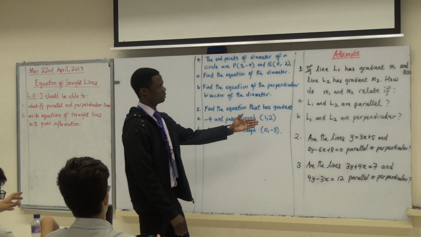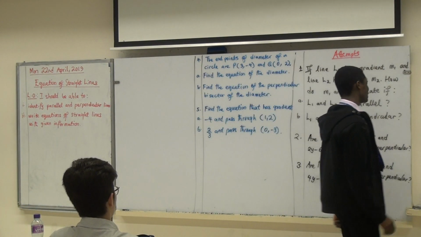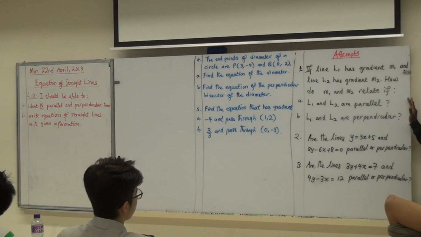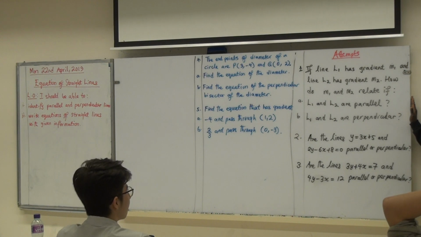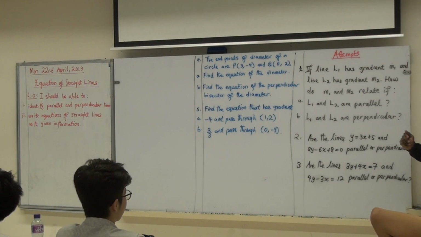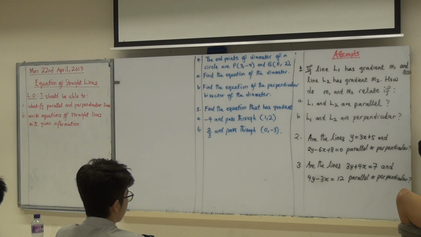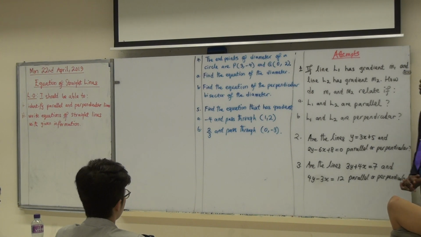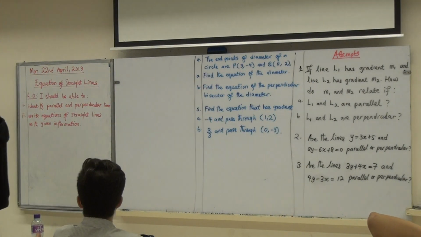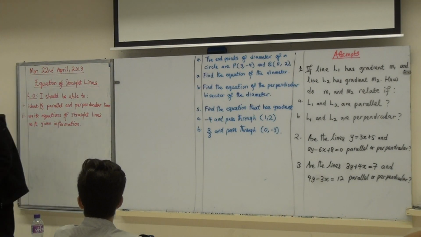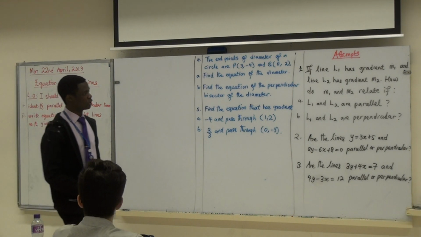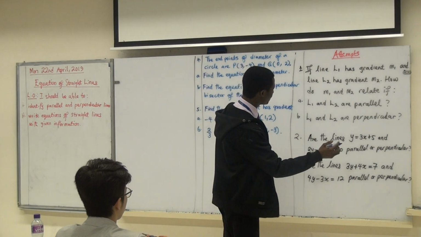First, Ryan, could you repeat what you said about this? If the line is perpendicular, it's m1 equals negative 1 over m2. Okay, let's start with parallel first. If two lines are parallel, they have the same gradient.